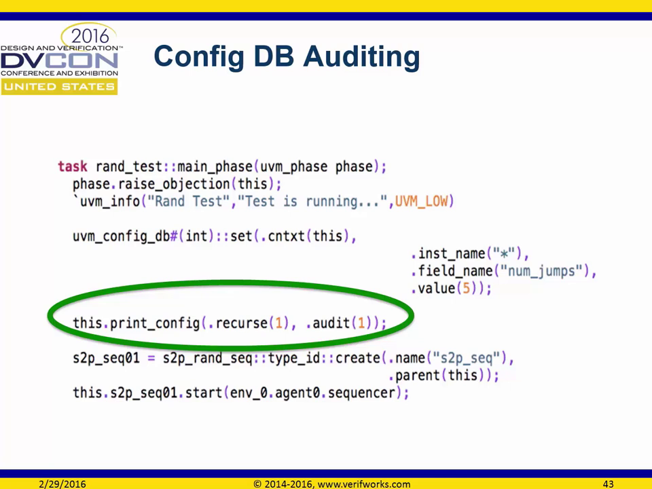Now that you have done this, sometimes you want to get a continuous output of everything that's in the sim, and that's what the next slide covers. During the main phase itself, assuming you have done a set, you can also do a print config. It has a couple of arguments. A recurse, which basically says, please walk through every level of the hierarchy, and you can turn on an auditing bit. And I'll cover what the auditing bit does in a minute. This is actually a fairly interesting feature that's built into UVM.